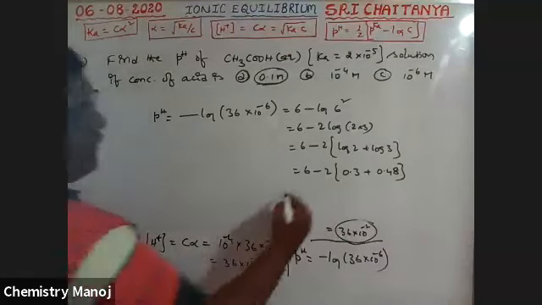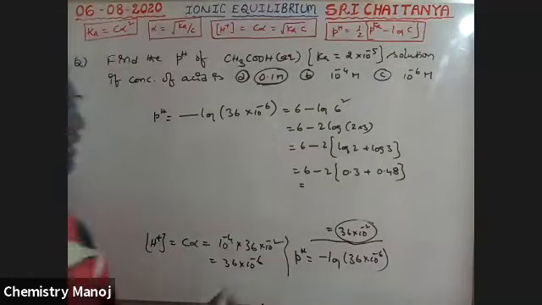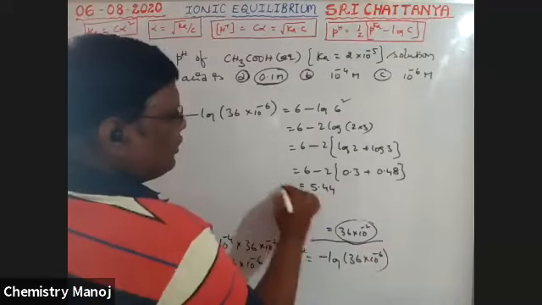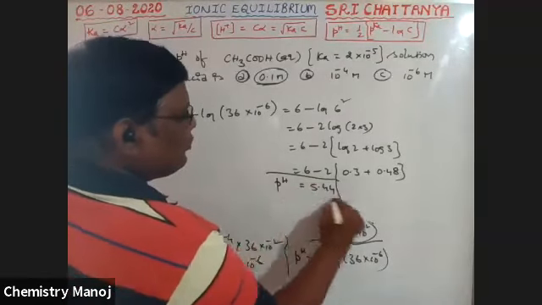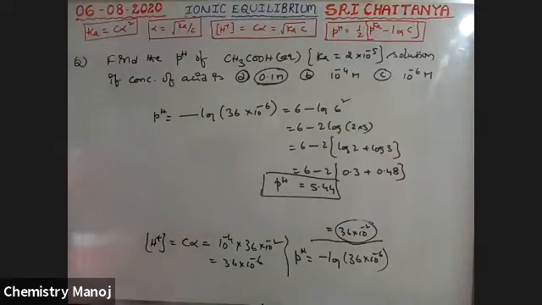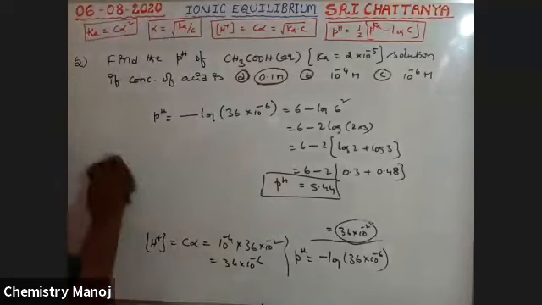So calculate finally, how much is the answer? That is 5.44. So this is a pH case. Here alpha is not neglected, boys. Okay. Next one.